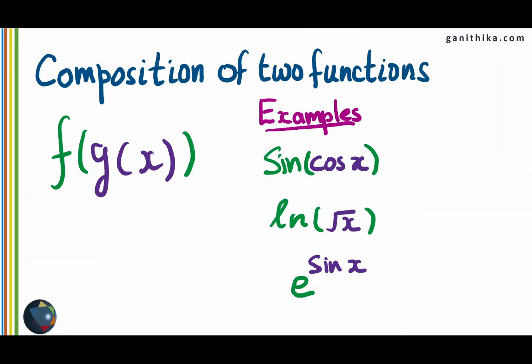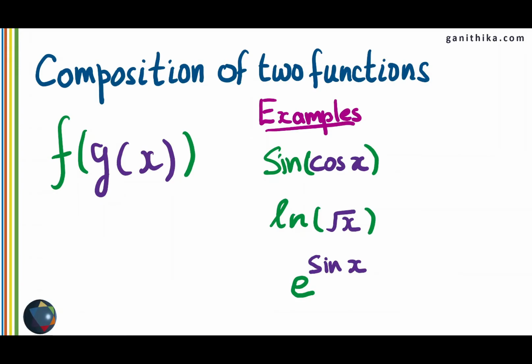E to the power of x cannot be seen now, but you can see e to the power of sin x, which means sin x is plugged into e to the power of x. So, e to the power of sin x is a composite function. So, you should be able to understand which function is plugged into which function. In this case, you will have one outer function and one inner function. The green functions are outer functions and the purple functions are inner functions.